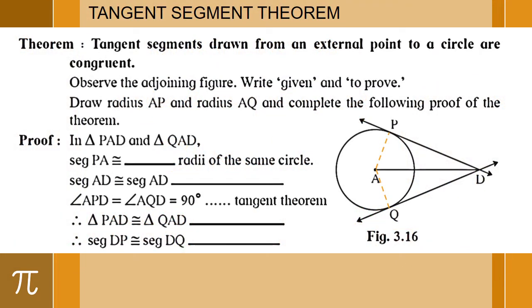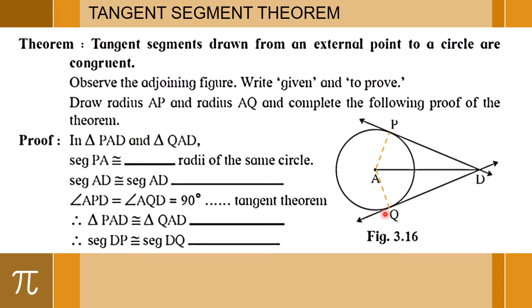Tangent segment theorem. Okay, so the statement of the theorem says tangent segments drawn from an external point to a circle are congruent. Okay, so here if you see the diagram, D is the external point. From D, two tangents are drawn towards the circle. Here in the first tangent, P is the point of contact, and in the second tangent, Q is the point of contact. So the theorem says DP is congruent to DQ.